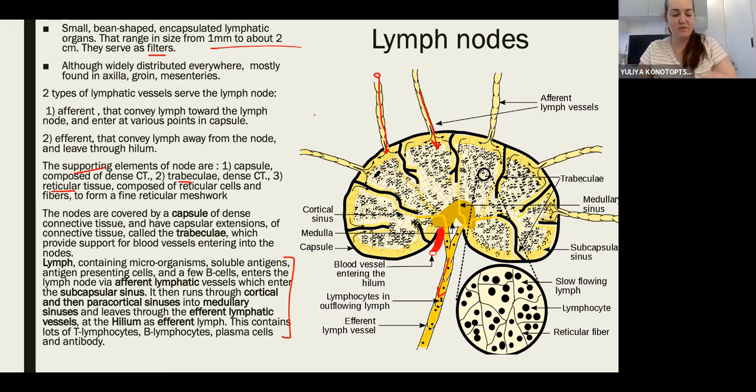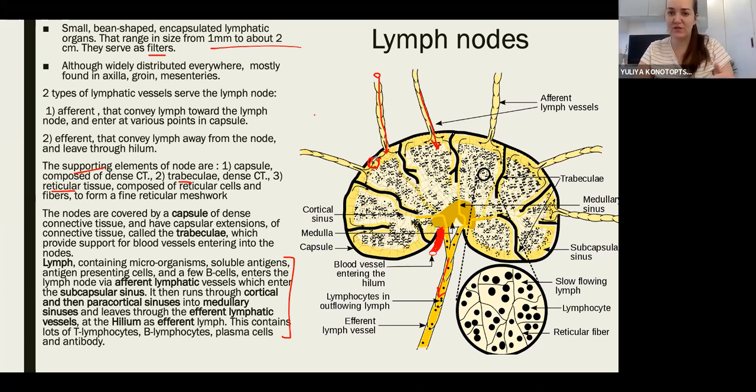From the afferent lymphatic vessel, you're going to reach the subcapsular sinus. There's going to be a lymphatic vessel right under the capsule right here. This is the subcapsular sinus. So your lymphocytes within the afferent lymphatic vessel reach the subcapsular sinus.